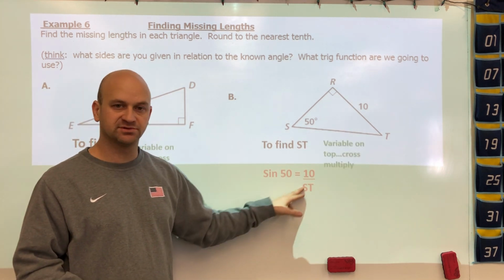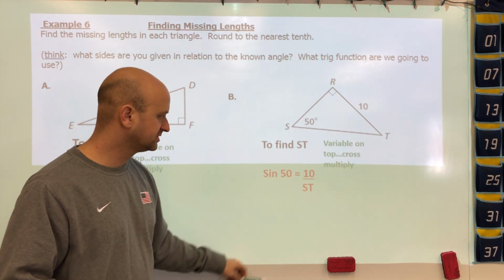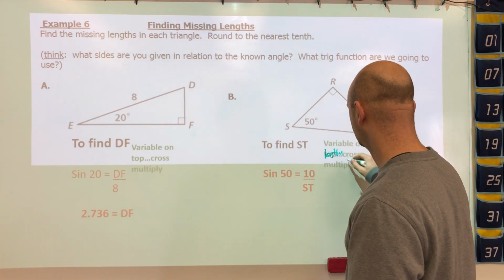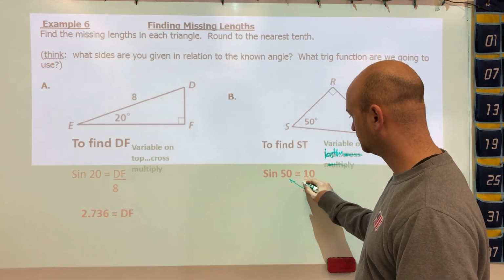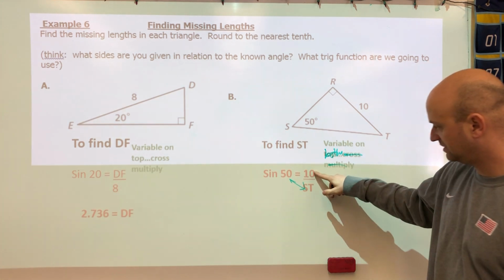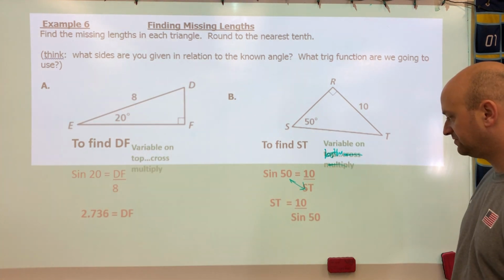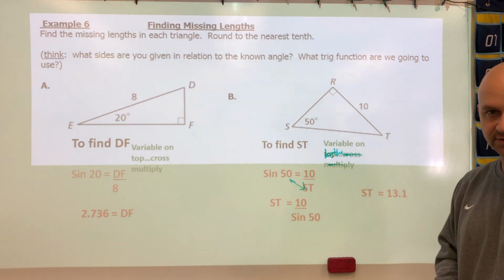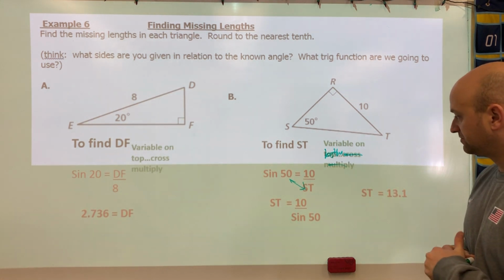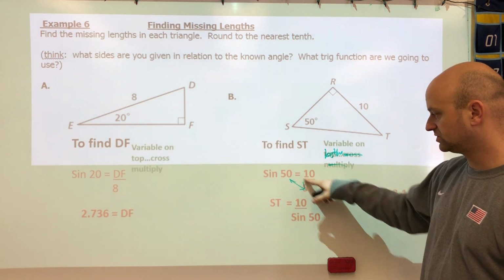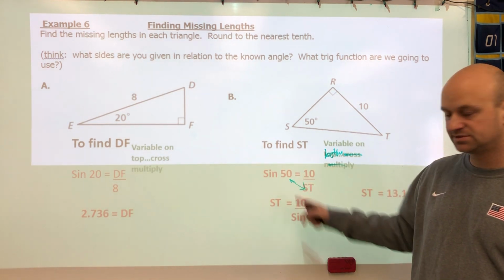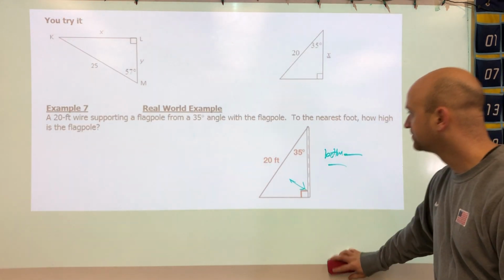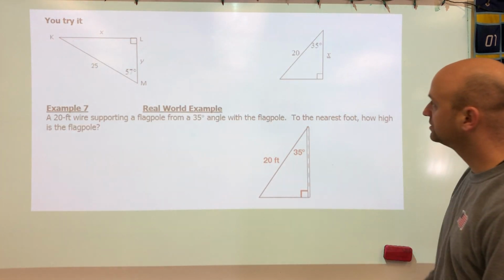All right, now what happens when the variable's on bottom? When the variable's on the bottom, what do we do? We are going to switch these two and divide. So you should have 10 divided by sine of 50, and then you should get an answer approximately about 13.1. Okay, so when the variable's on the bottom, we switch the variable with the trig function, the sine, cosine, or tangent, and divide. All right, so let's look at a couple problems here and see.